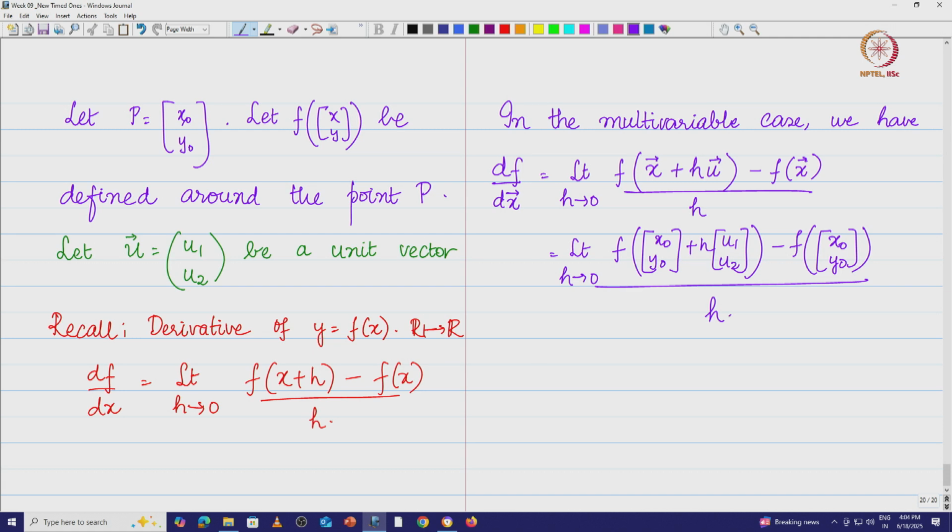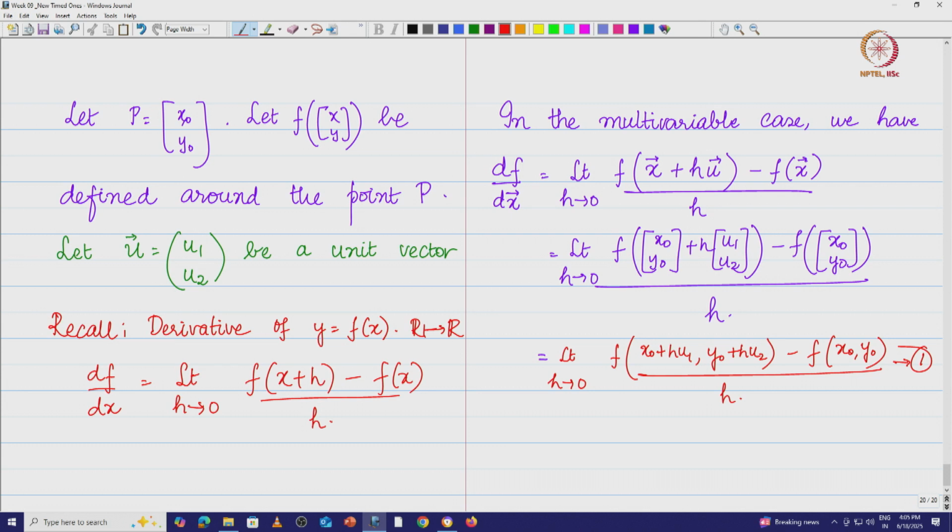So, what does that finally boil down to? I will write it this way, it should make sense now. Limit h tending to 0, I have f of x naught plus h u1, y naught plus h u2, minus f of x naught comma y naught, divided by h. I hope that makes sense, right. I am just going to write this as equation 1.